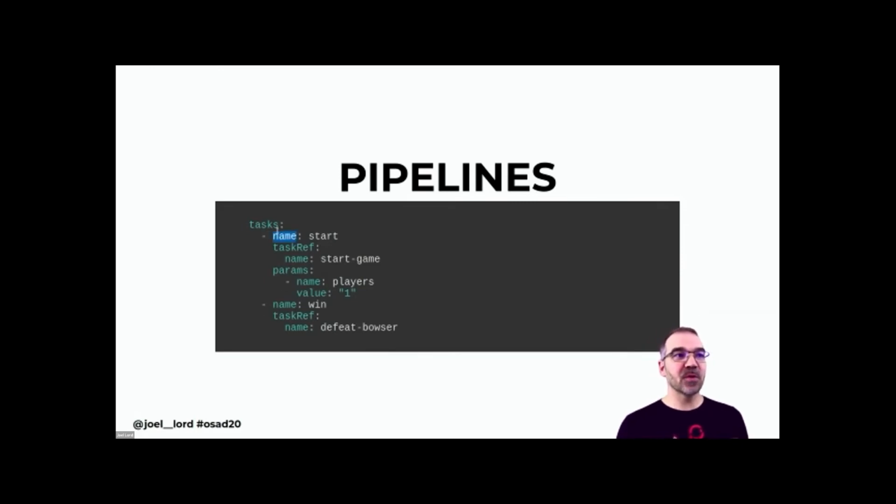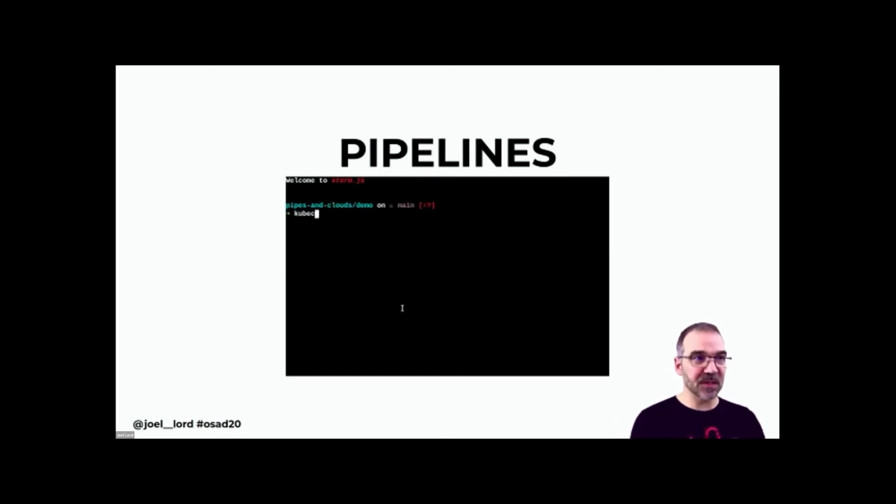So the first one we'll call start, and it is a reference to the task that was called start game. So the task that we've built earlier, the ones where we are selecting players. You can even pass in parameters for that specific task inside of this tasks array. So right here, I'm specifying that this will be a game of 1 player. Now I also have a second task, which has multiple steps of its own. And that second task is called win, and it's a reference to the task defeat Bowser that I've just created.